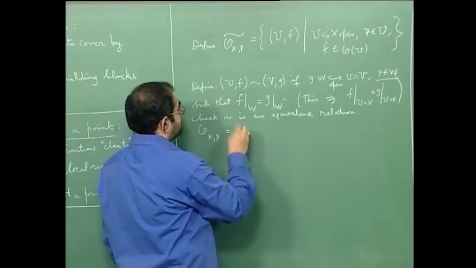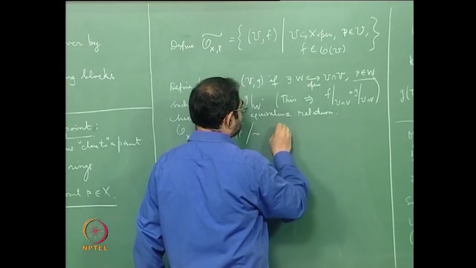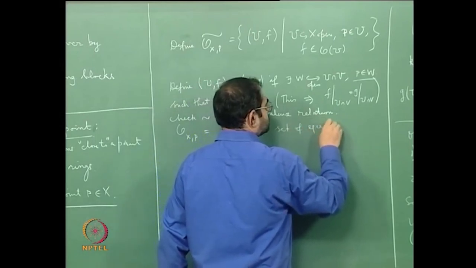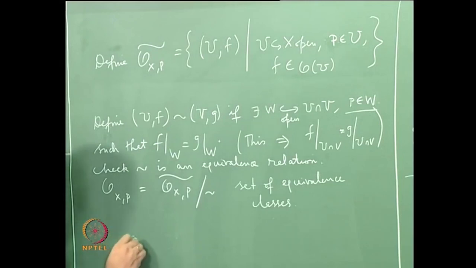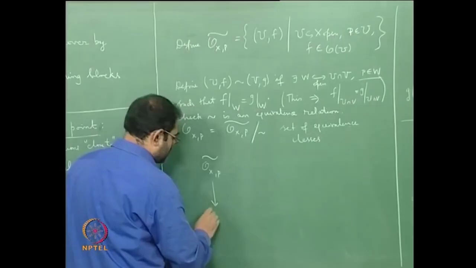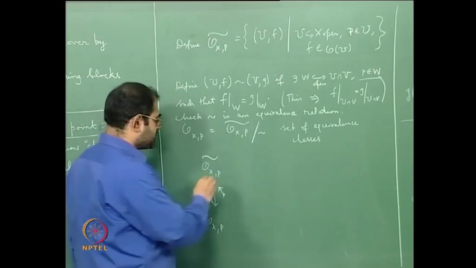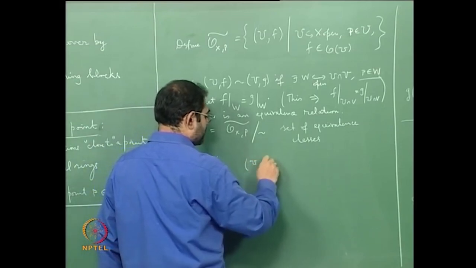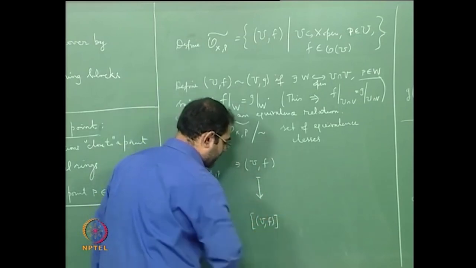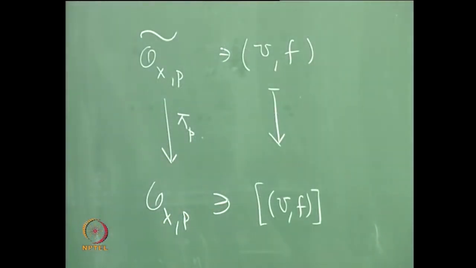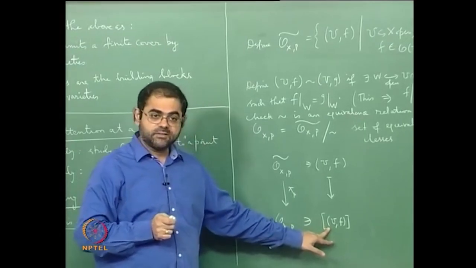So we take O_{X,P} to be the set of equivalence classes, which is just O_{X,P} tilde modulo this equivalence. And you have this natural quotient map from O_{X,P} tilde to O_{X,P}, and this is pi_P if you want. This sends an element (U, f) to its equivalence class, which I'll signify by putting a square bracket. This is the map. Now what I want to tell you are two things. First, there's a name for these equivalence classes. They are called germs of regular functions at P.